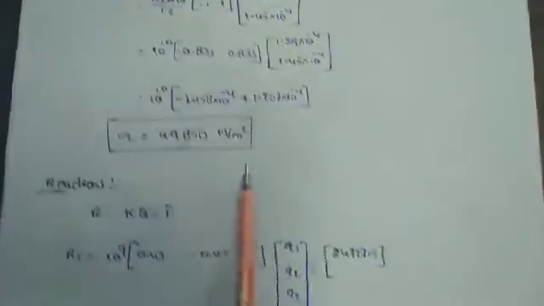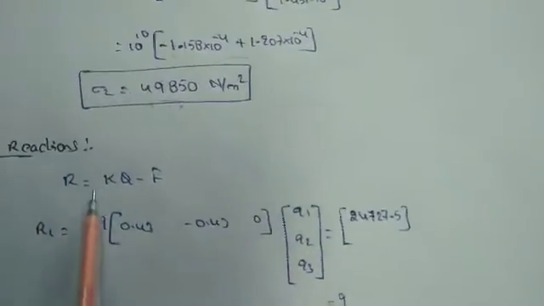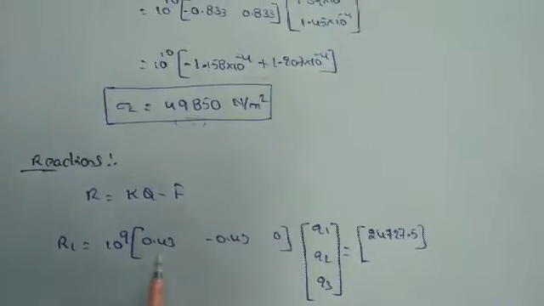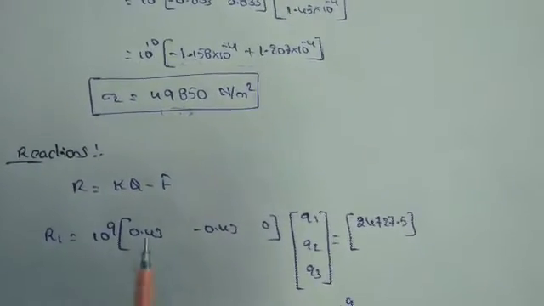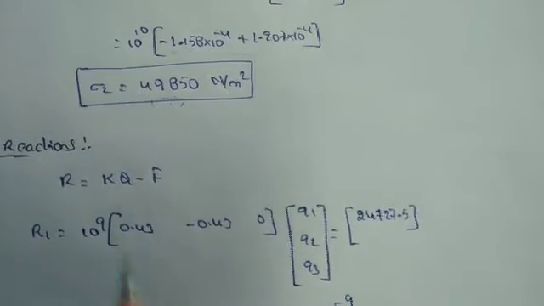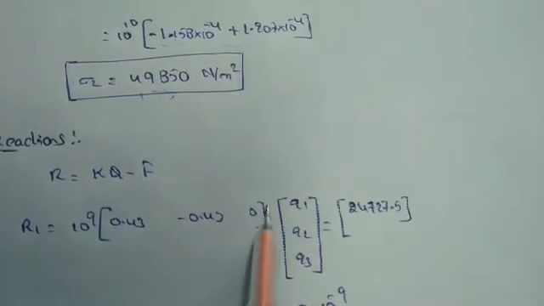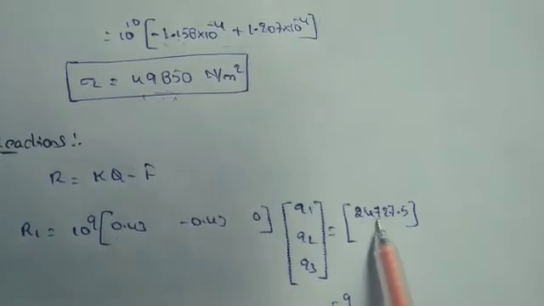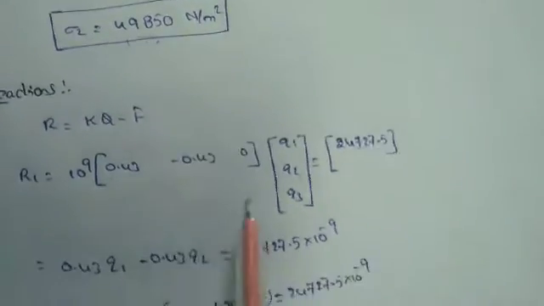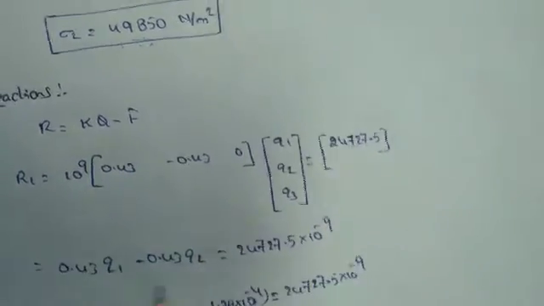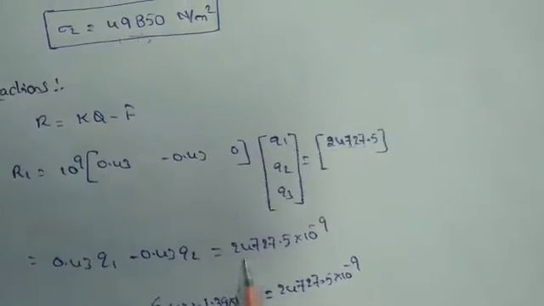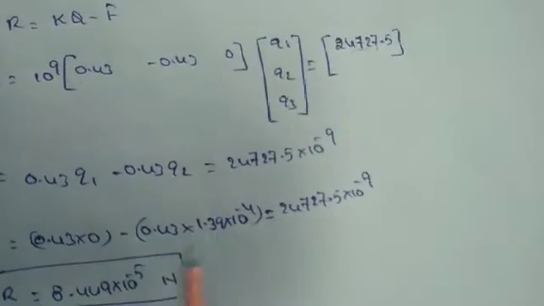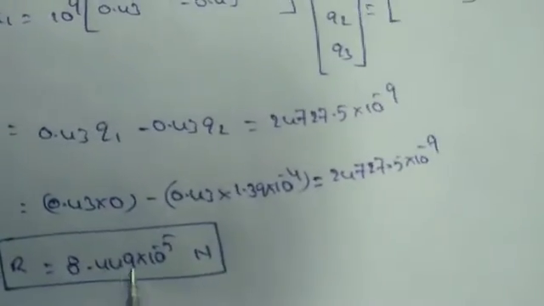Okay, reactions are R equal to KQ minus F. Here for R1, take the first row of the K matrix, because reactions are present only where the supports are. So you keep the first row, the q matrix and the first row of the F matrix. By multiplying these two, you get the equation like this. Solve it by including the q1 and q2 values in this equation, and you get the value 8.449 into 10 power minus 5.